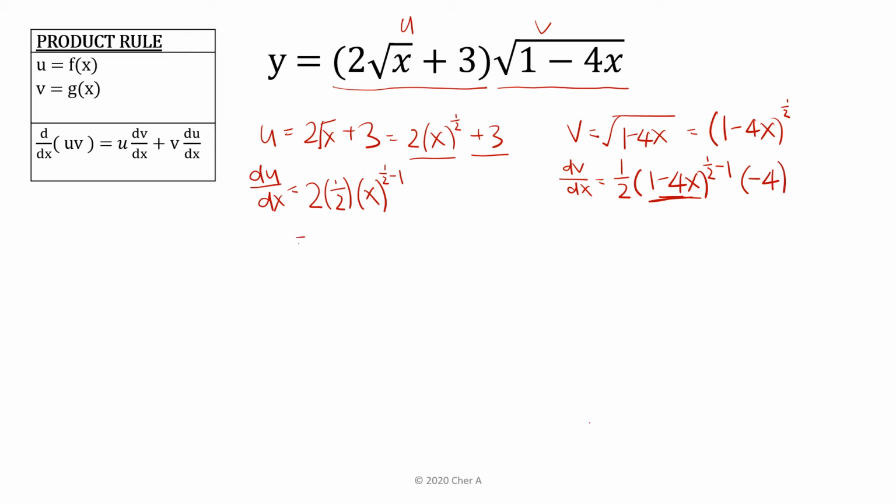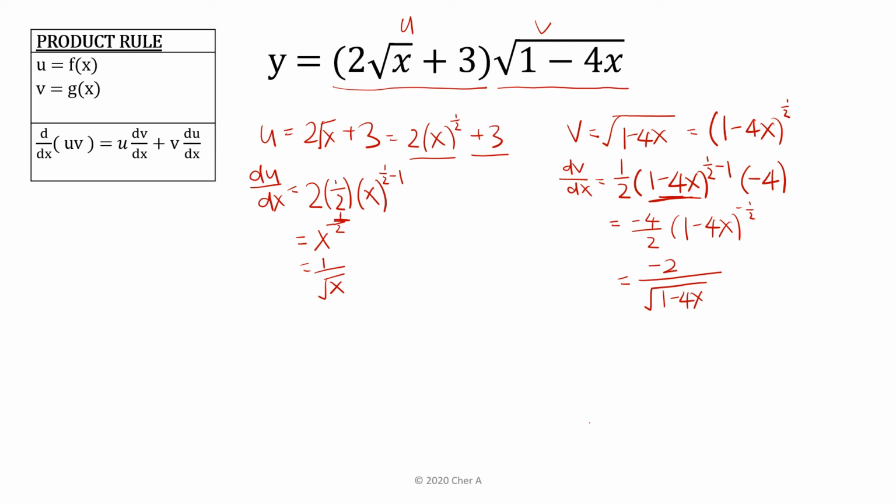So I'm going to simplify this so that when I put everything together, it will look nicer. So 2 times half gives me 1, so I'm not going to write that down. X to the power of half minus 1 is x to the power of negative half. So this gives me 1 over square root x. Okay, so simplifying this, I have negative 4 over 2 and 1 minus 4x to the power of negative half. To put them together, I will have negative 2 on top over square root 1 minus 4x.